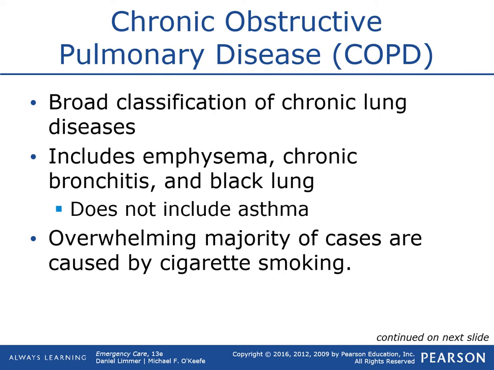One key thing to remember is COPD does not include asthma. Asthma is an obstructive pulmonary disease, but it is not considered chronic. It's considered acute. So you have acute exacerbations of asthma, not chronic. So our treatment of asthma is relatively the same, but remember, asthma is not a form of COPD. The big ones that we are looking at are emphysema and chronic bronchitis. Black lung is listed in there. Black lung is a pretty rare thing to see nowadays, but it is a form of COPD.